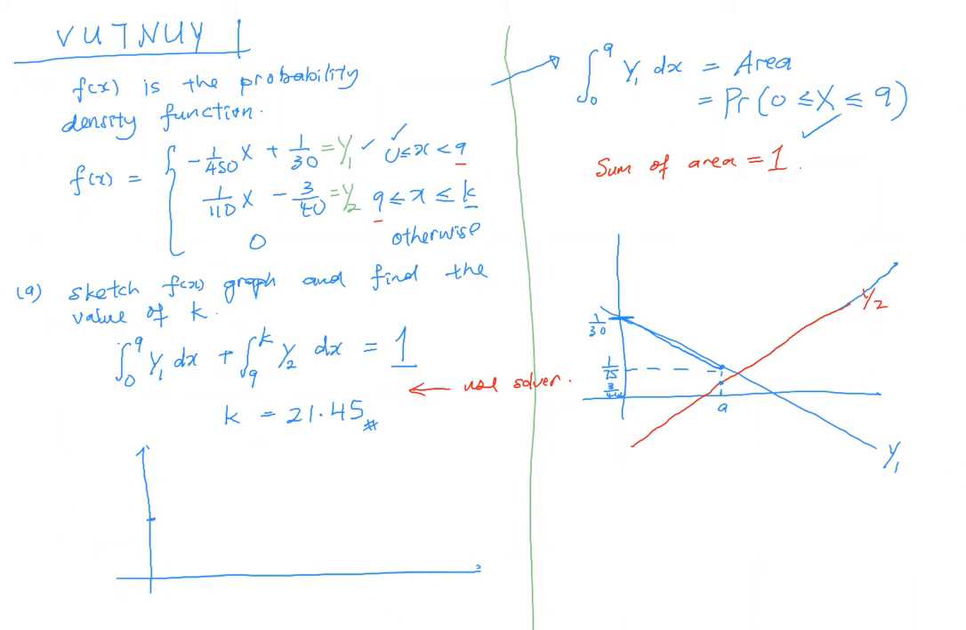Okay, this is what I have. This is what I'm going to do. 1/30, go right up to 9. Go down. This is 9. Then go up, right up to 21.45. So I can even label this point as 21.45 and here is 0.12. So I completed my probability density function graph.